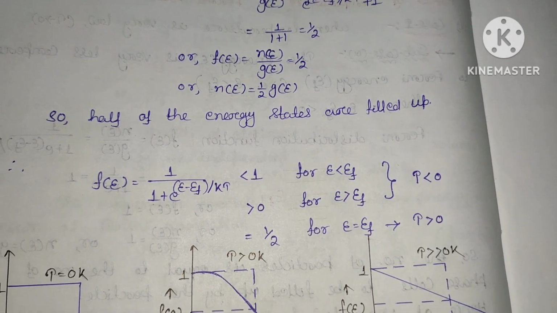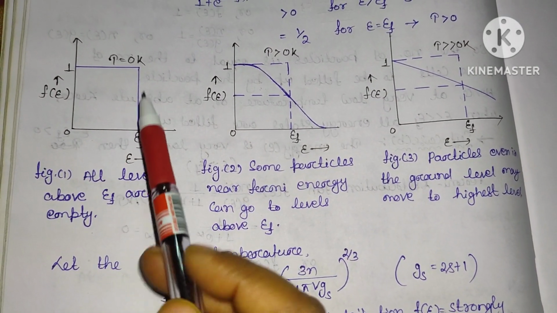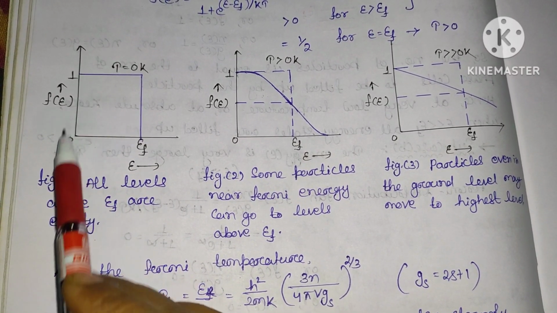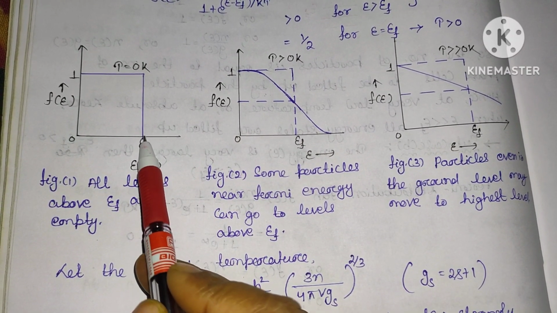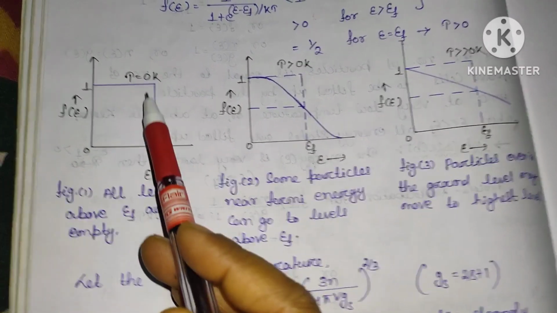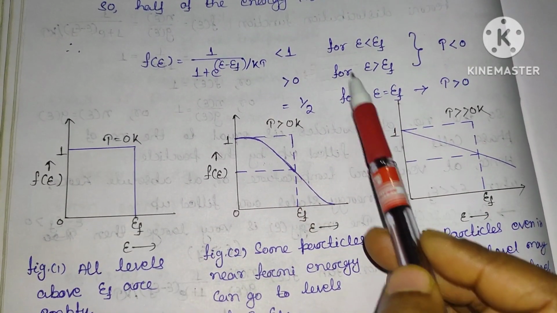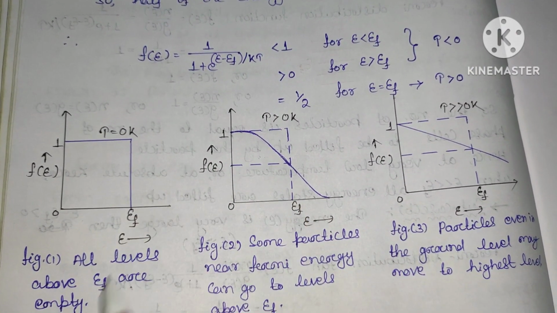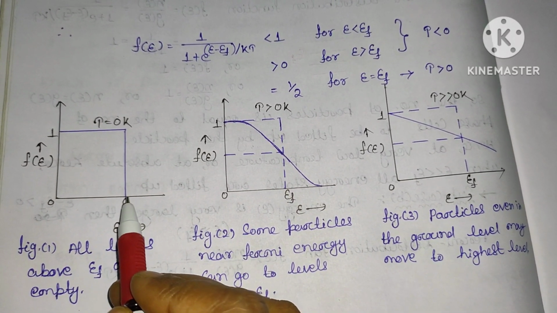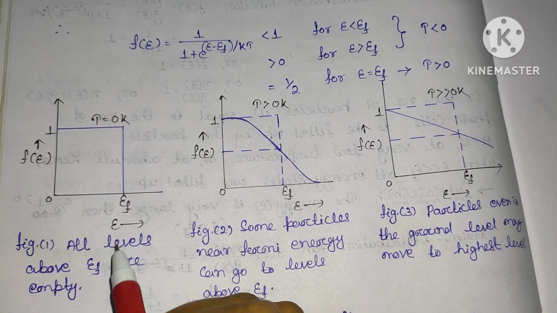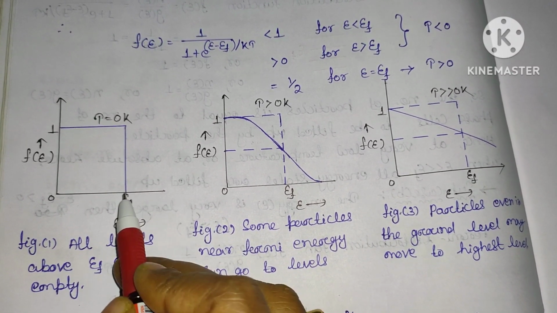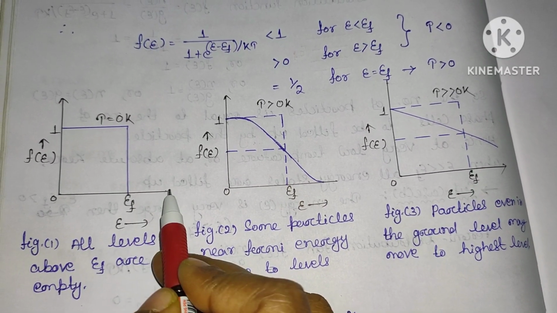Clear? Now we can see in this first figure, the energy versus Fermi distribution function graph. This is the maximum energy level, the Fermi energy level EF, and this is the maximum value 1. So at 0 Kelvin, all the levels above this EF are completely empty. At absolute 0 temperature, this is your maximum EF, and above this no particles are present. Clear?